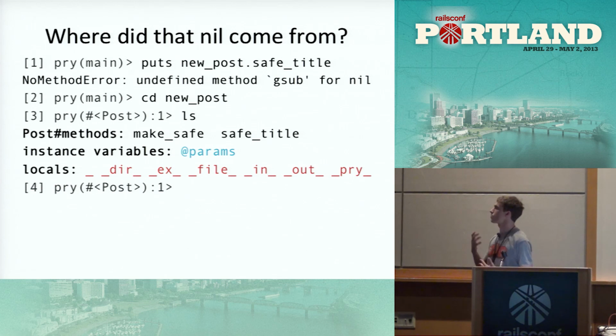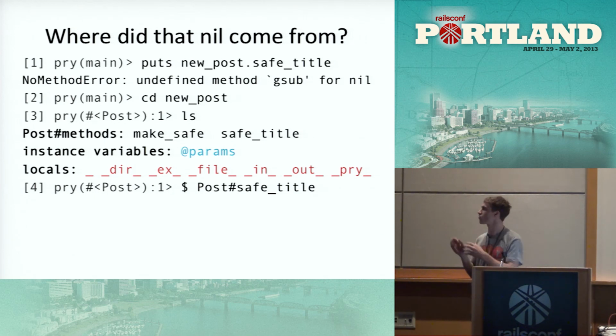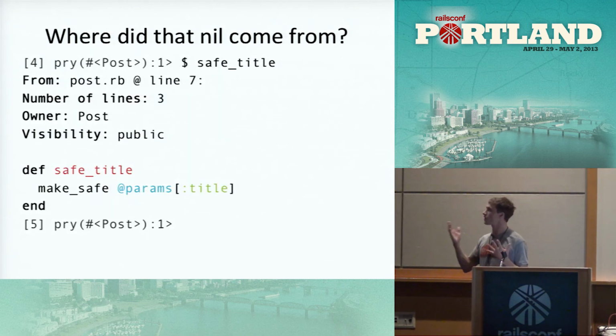So I think we came to the conclusion before that I have a bug somewhere in this safe title method. So we can use show-source or $ to show the source again. And because I'm inside an object, Pry is just going to do the right thing. It knows which method I want. If I wanted to be explicit, I could use this hash, which means an instance method. So I want to show the safe_title instance method defined on the Post class. I run that, and I get the same thing as before.